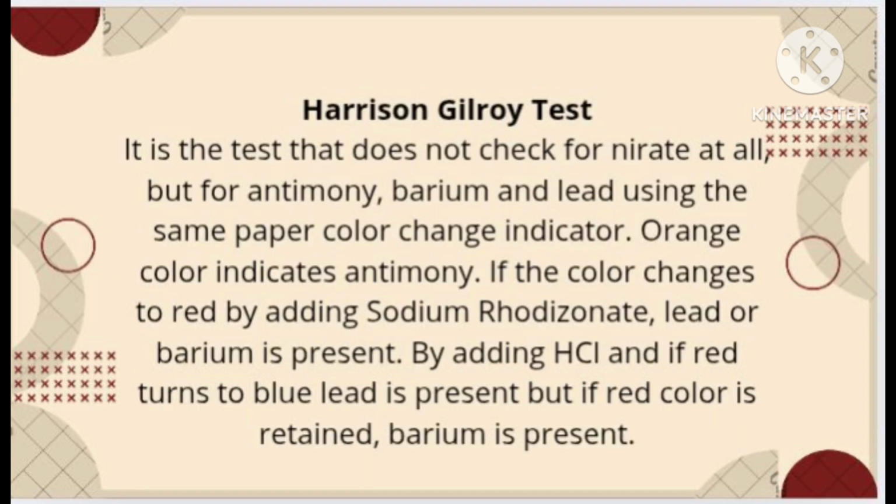Harrison-Gilroy test. This test does not check for nitrate at all, but for antimony, barium, and lead, using the same paper color change indicator. Orange color indicates antimony. If the color changes to red by adding sodium rhodizonate, lead or barium is present. By adding HCl, if the red turns to blue, lead is present. But if the red color is retained, barium is present.